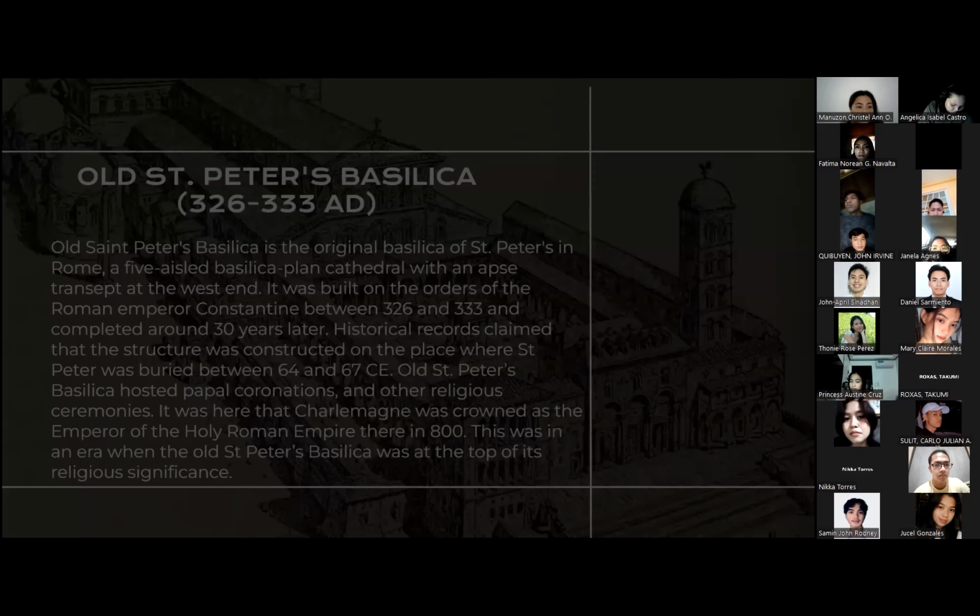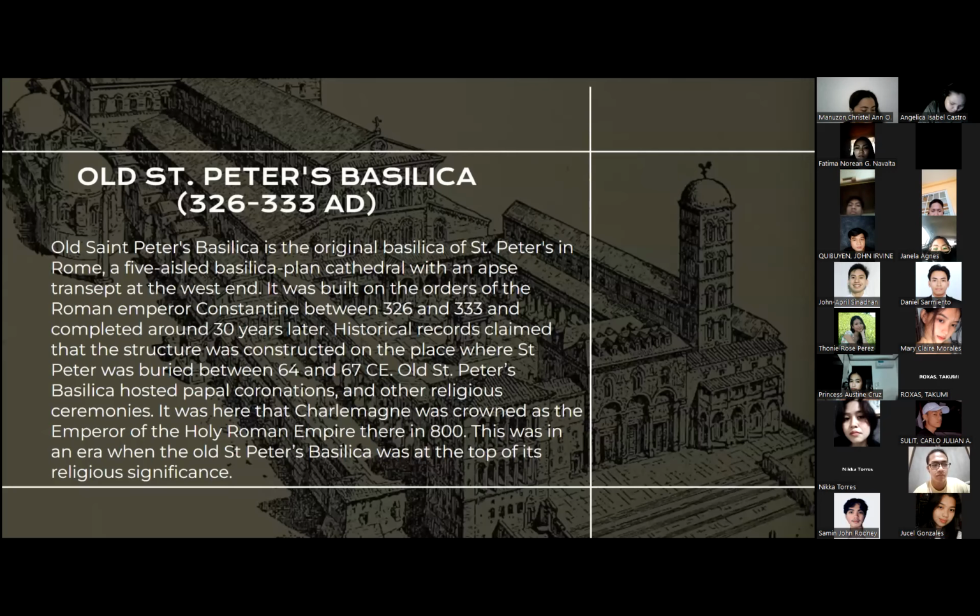So, yung bagong basilica ngayon is not the original. So, there's an old St. Peter's Basilica. It is the original basilica of St. Peter's in Rome. Ang pinaka-plan niya is a 5-aisled basilica plan cathedral with the apse transept at the west end. It was built on the orders of Roman Emperor Constantine between 326 and 333 and completed around 30 years. Historically, records claim that the structure was constructed on the place where Peter was buried between 64 and 67 Common Era.